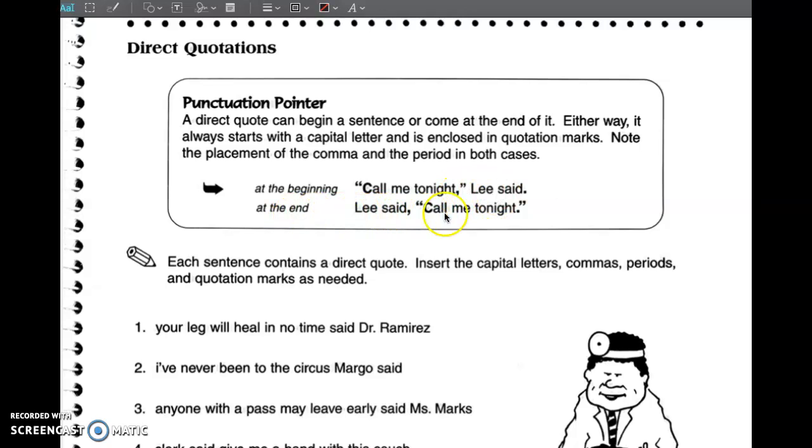Now take a look when it occurs at the end. Lee said, "Call me tonight." And in this case, we still have our quotation marks before the first letter of their speech. But in this case, that is ending their sentence, so we need a period. We could also use an exclamation point or a question mark if their speech is a question. Those are all acceptable ways to end a sentence. Remember then to close out your quotation marks after that punctuation.